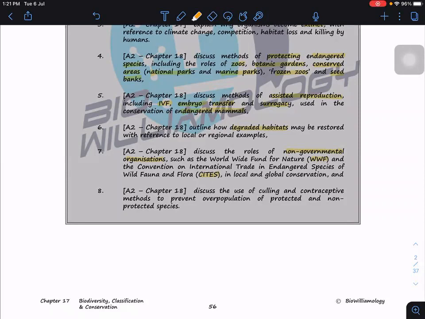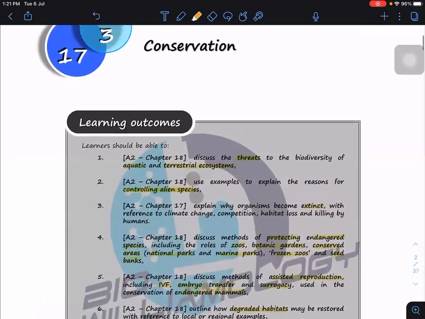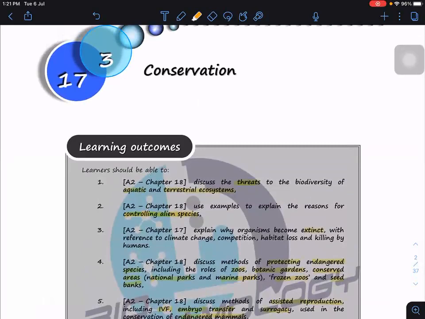And sometimes our conservation is too successful, leading to overpopulation, or sometimes non-protected species grow too much. So what are the methods we can use to control the overpopulation of protected and non-protected species? So these will be our subtopics under conservation.